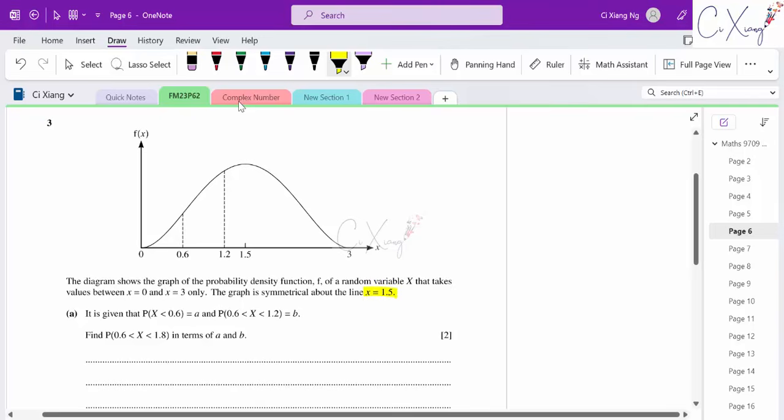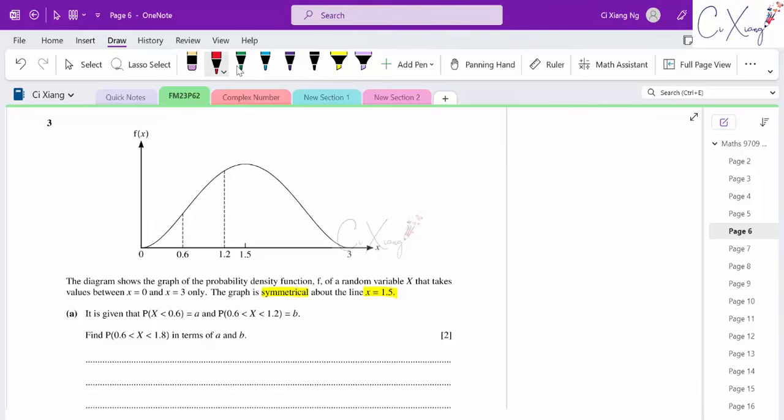When we know that the curve is symmetrical at the line x equals to 1.5, basically it also means that the expected value of x is equal to 1.5. So this is the extra knowledge that we need to know when we have a symmetrical probability density function. Okay, it is given that the probability of x smaller than 0.6 is A. So if you have a look at the diagram here, this particular area, the value is A.